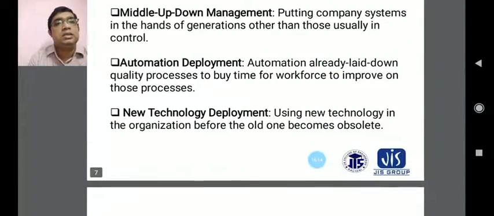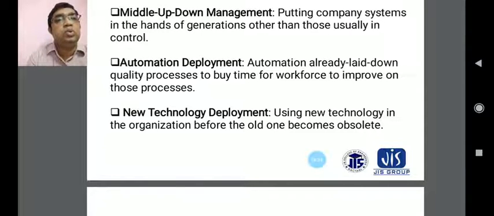And another thing is middle-up-down management. Middle-up-down management is putting company systems in the hands of generations other than those usually in control, and basically this will be required for the system, and the hands of the new generations will take control.